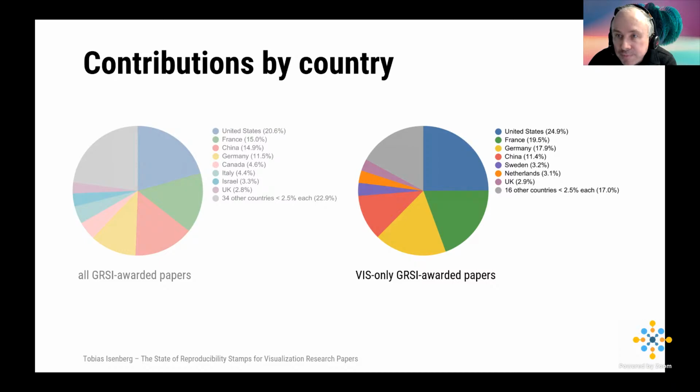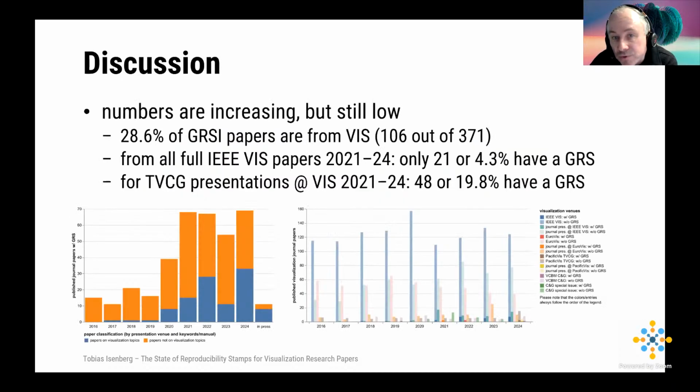Now, what does this mean? Well, numbers are still low, but they're increasing. If we look at the overall GSI, we have less than 30% of papers that are from Viz, but if we look at the recent years, things are improving. If you look at the presentations at conferences here only for Viz, the numbers are very low. So for Viz between 21 and 24, 4.3% have a stamp. And if you look at the TVCG presentations at Viz, close to 20% have a stamp. And the difference, of course, is because TVCG offers this early publication for awarded papers.